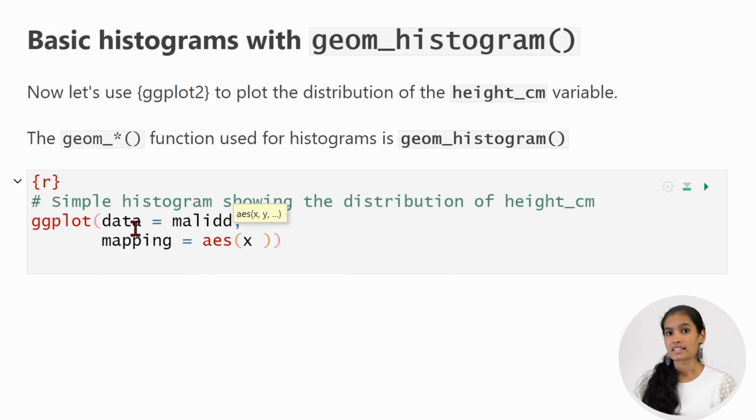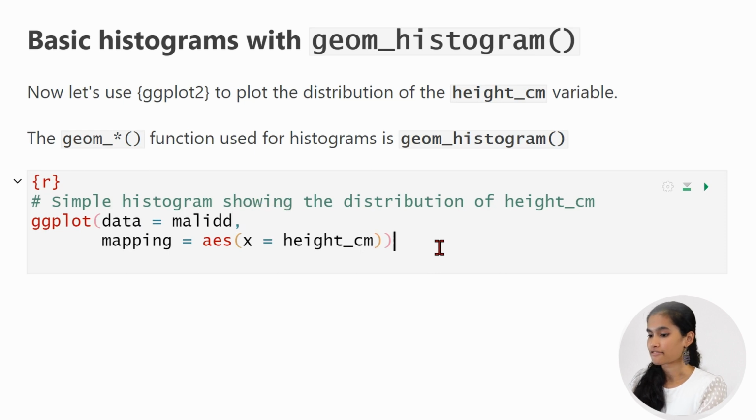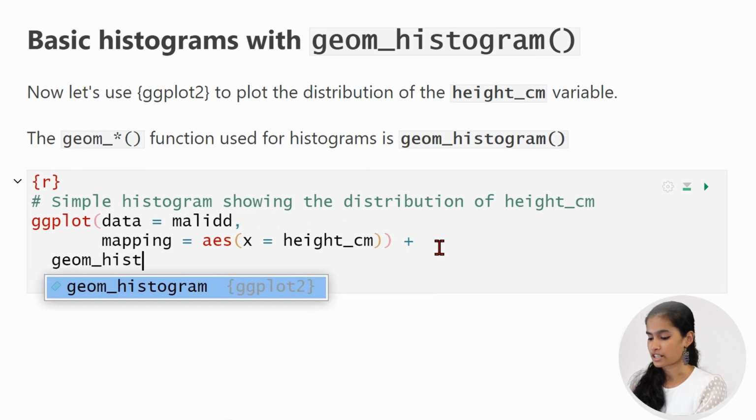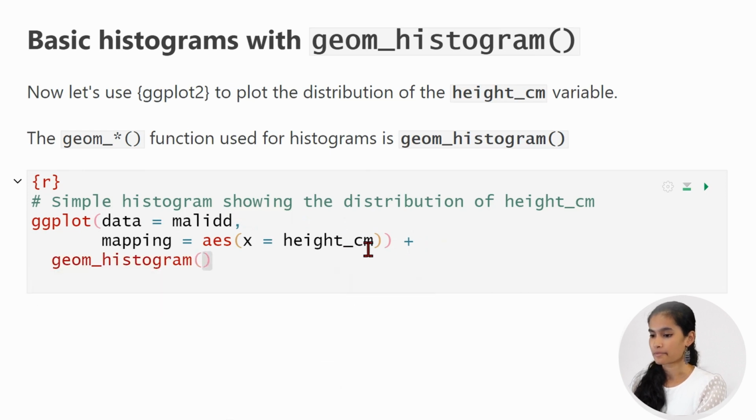In previous lessons, we've looked at scatter plots and line graphs, which are bivariate plots looking at relationships between variables. But with histograms, we're looking at distributions of just one variable. So we're going to have x equals height_cm. And finally, our third required layer for a ggplot is the geom function, which, as we said, was geom_histogram.